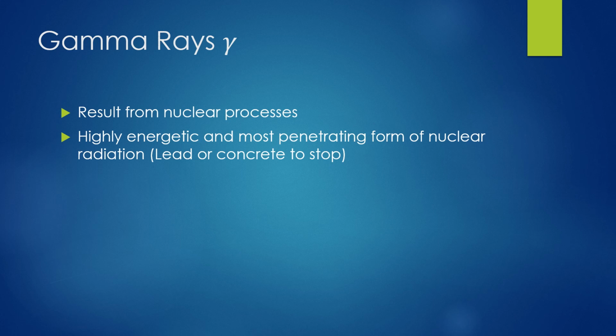The last type we're going to look at is gamma rays, and for this one we're not going to look at an equation or have to be able to identify it based off of a chemical reaction. What we need to know about gamma rays is that they're highly energetic and they have the most penetrating power of all nuclear radiation. So we need lead or concrete to stop gamma rays. So the most dangerous form that we'll talk about.